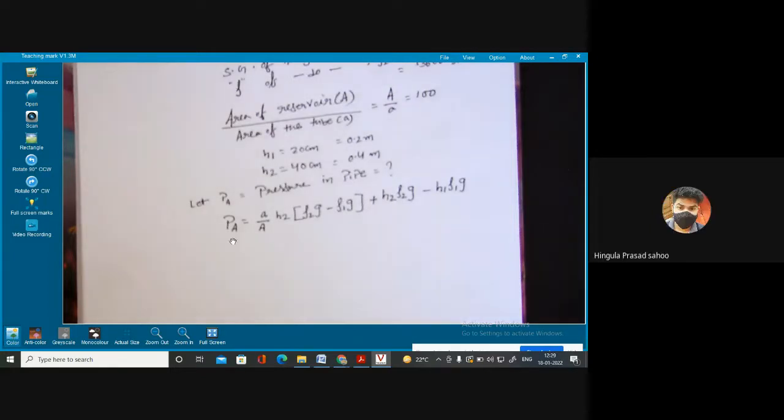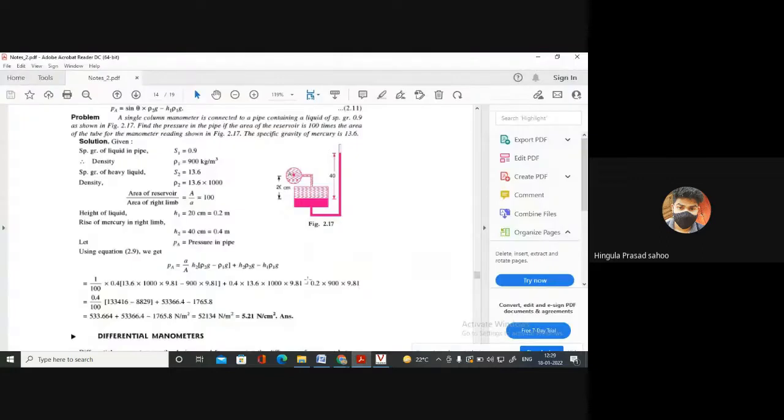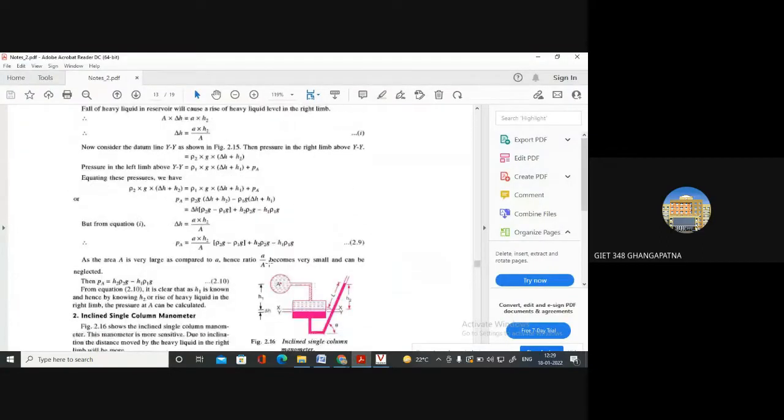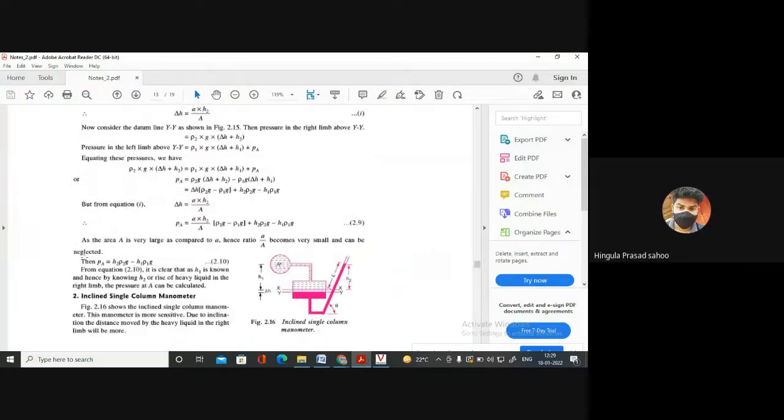H2 rho 2 g minus H1 rho 1 g. That is the formula you have said, or not? Yes, sir. This formula, please see. Pa is equal to H2 rho 2 g minus H1 rho 1 g. This formula you have to consider when the ratio A by a is very, very small.